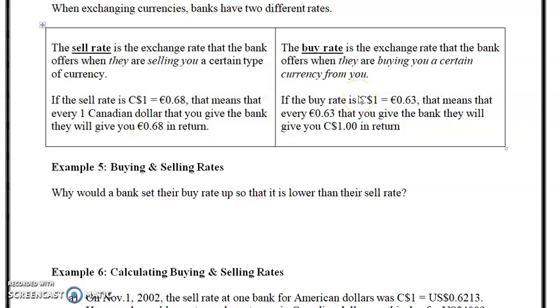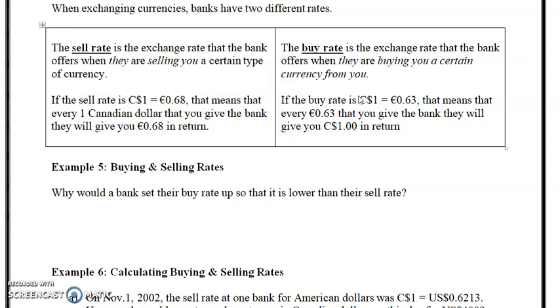Hello everybody, welcome back. Today we're going to be talking about selling rates and buying rates. When at a currency exchange, the banks have two different rates: their selling rate and their buying rate. The sell rate is the rate at which they're selling you a certain type of currency, and then they're buying it back at a different rate.